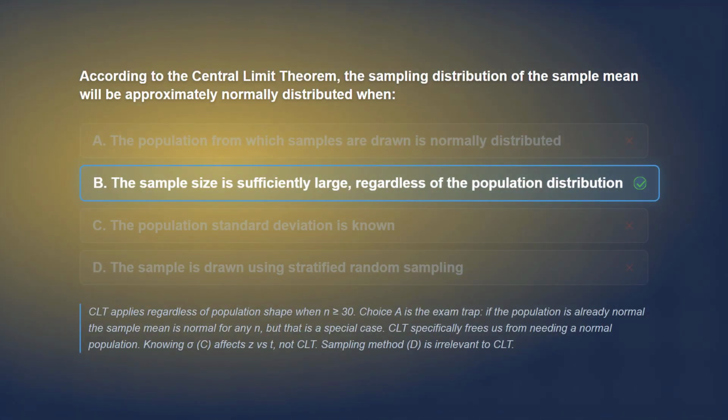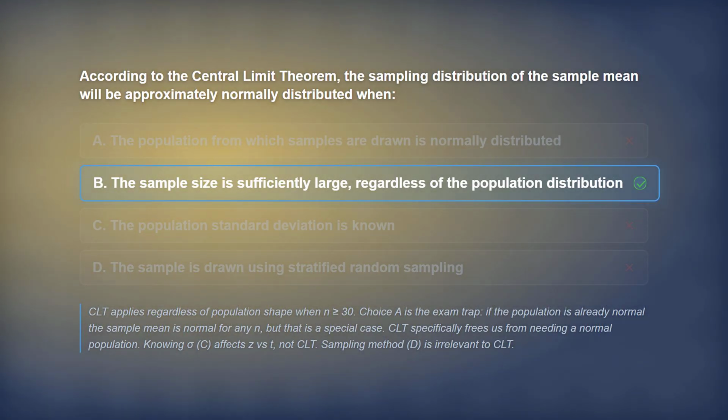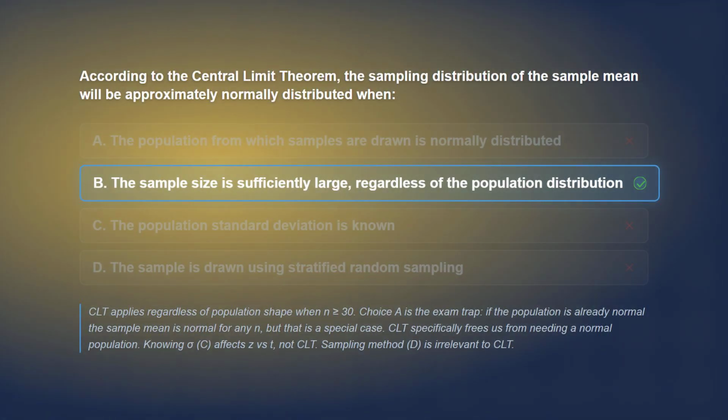The answer is B. The CLT is specifically powerful because it eliminates the need for the population to be normal. Choice A is the classic trap. Choice C is irrelevant to CLT. Choice D describes a sampling method, not a CLT condition.